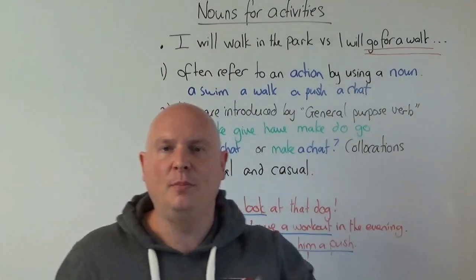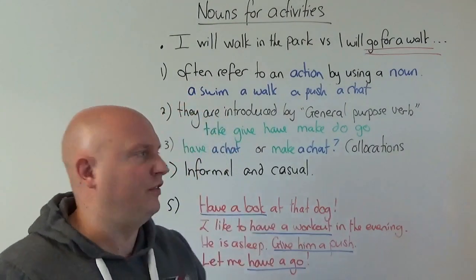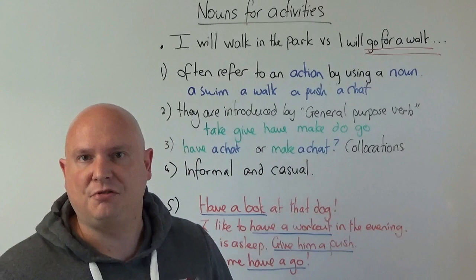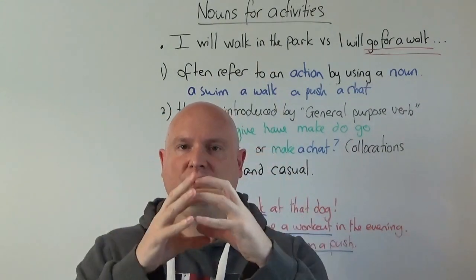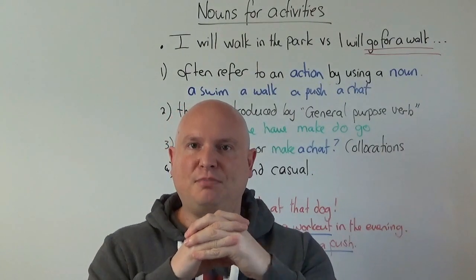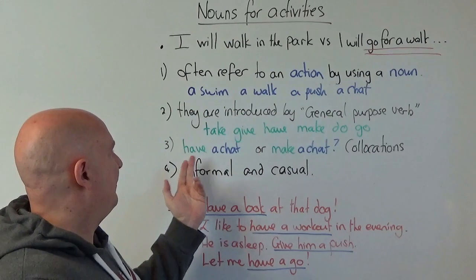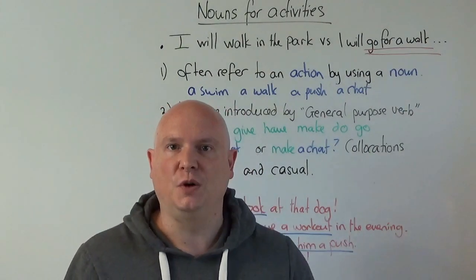General purpose verbs are those verbs we learn at beginner's level. And they're very simple verbs like take, give, have, make, do, go, get, etc. So we put the verb and the noun together and we make this little expression. So for example, we can say to have a chat, have a look, have a go.